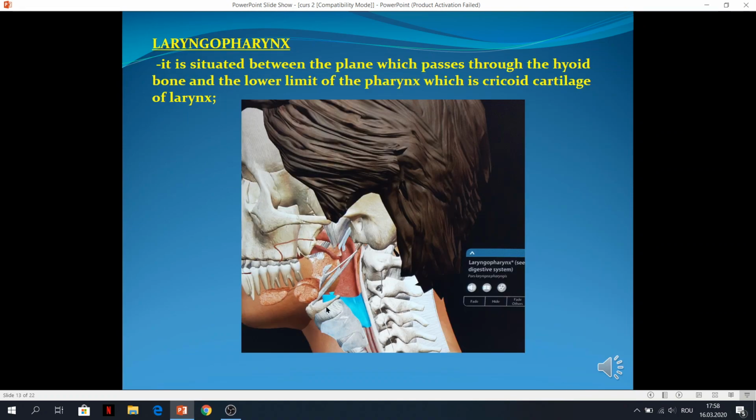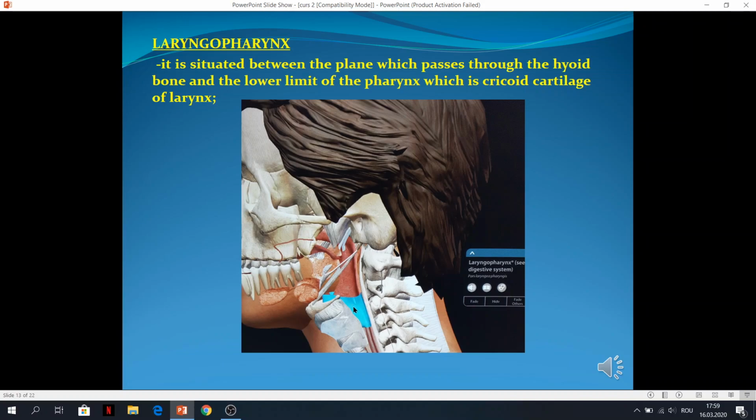The last part, the laryngopharynx. So again, this was the nasopharynx, this was the oropharynx, and the blue part now is the laryngopharynx. Laryngopharynx because it's behind the larynx. Right here you can see it, all this white part. Attention, this is the hyoid bone and this is the larynx. This is actually the thyroid cartilage and this is the cricoid cartilage. The cricoid cartilage is like a ring with a flat part posterior.